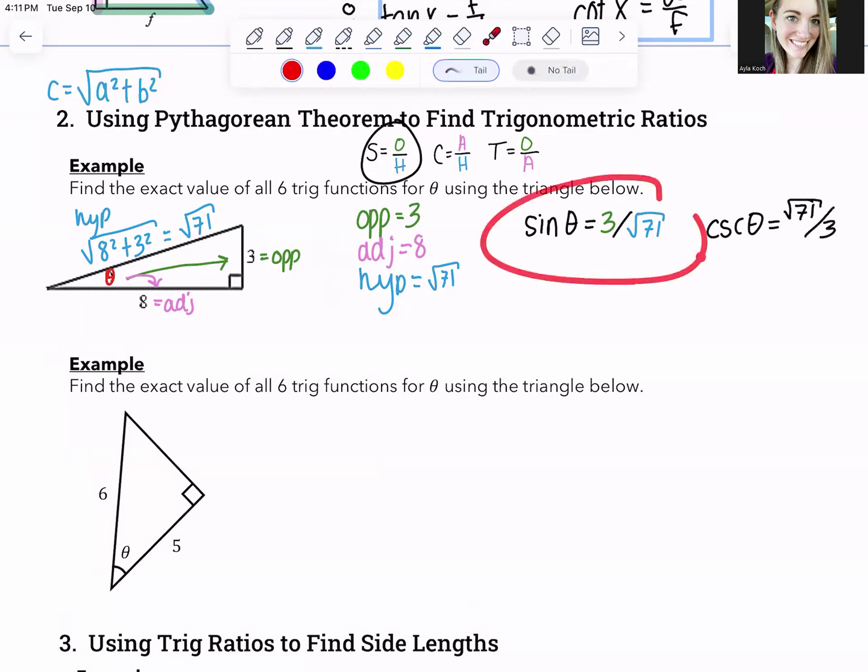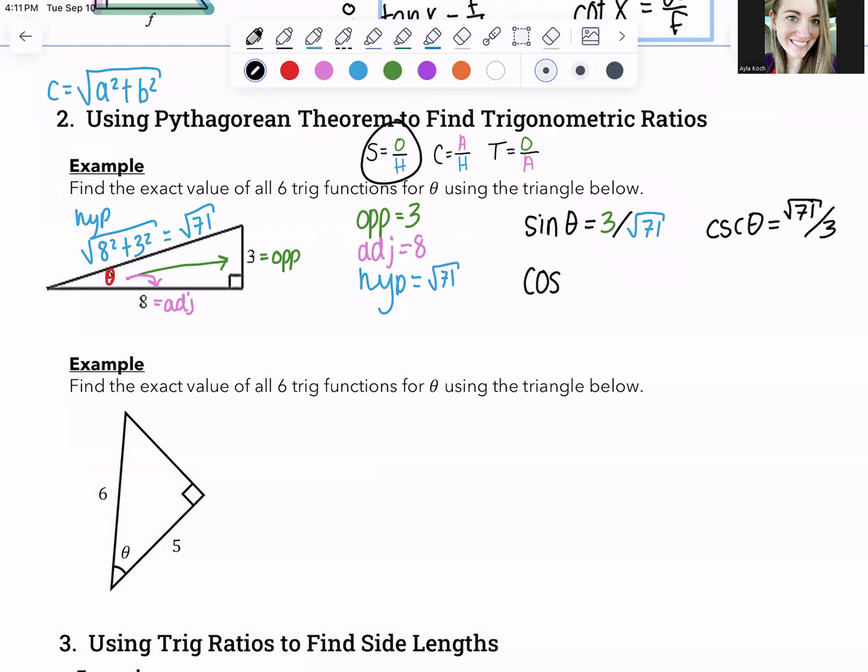Now, some people will say that you can't leave your answer like this, and that's just not true. You can absolutely leave your answer like this with a radical in the denominator. Every once in a while, online programs won't accept it as an answer, but it's very rare. And the wording has to be there. It has to say rationalize your answer in order for them to not accept an answer like this. So this is totally fine, and I think it shows us more about the triangle when I leave it that way.